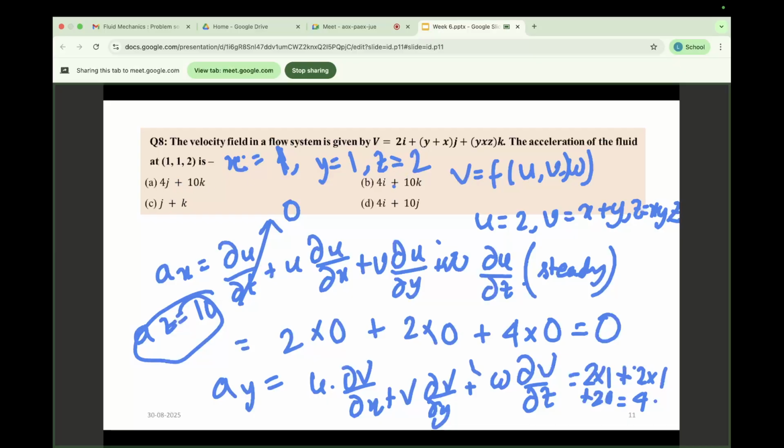Okay, so the components are 0, 4, 10. In any option it is there. So in 3 options it is there, but the thing is that 0 comes for the x direction, that is the i cap component, so there should not be any 0. So options B and D will be cancelled out, C will be cancelled out. So option A is the correct answer.